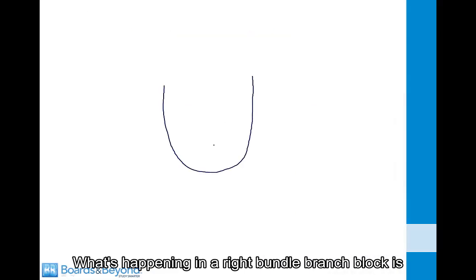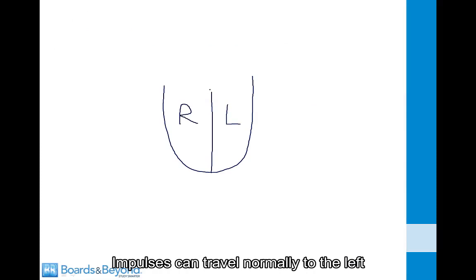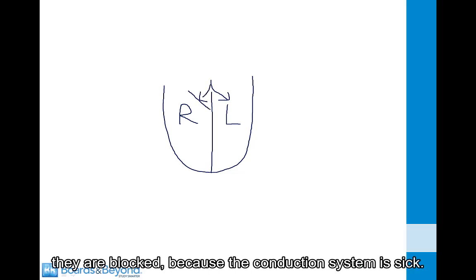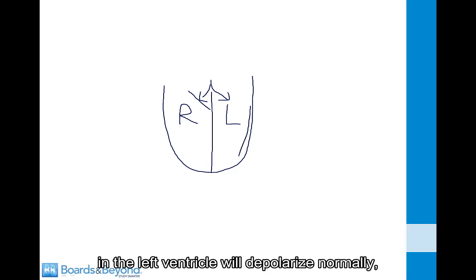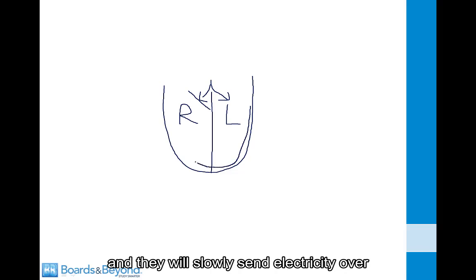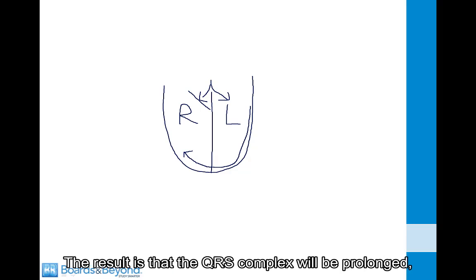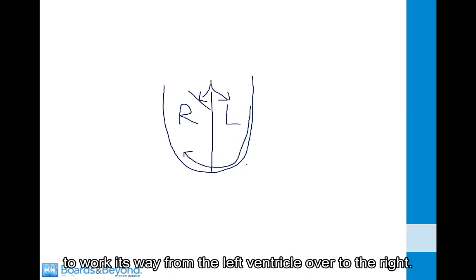What's happening in a right bundle branch block is that you have the two ventricles, the left and the right. Impulses can travel normally to the left and depolarize those left ventricular myocytes. However, when they try to move down the right bundle, they are blocked because the conduction system is sick. What this means is that myocytes in the left ventricle will depolarize normally, and they will slowly send electricity over to the right ventricle to depolarize the right ventricle. The result is that the QRS complex will be prolonged because it takes longer for electrical activity to work its way from the left ventricle over to the right.